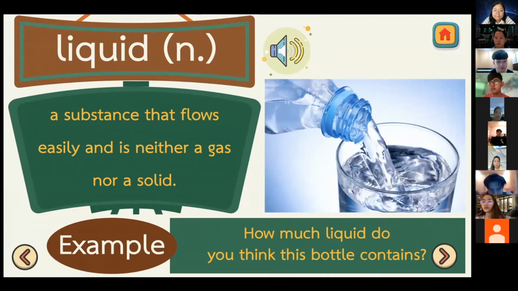The first time. Liquid, and the second time.